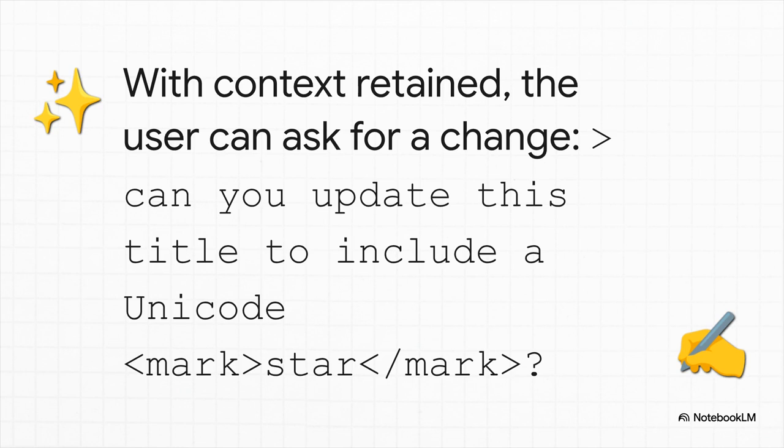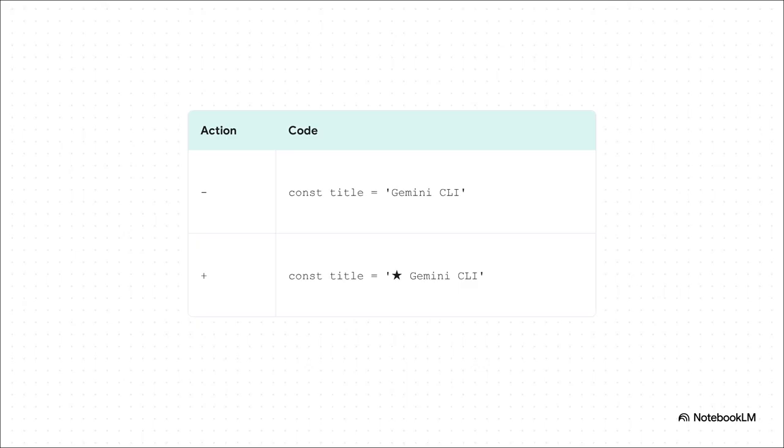But here's the magic trick. Because the agent remembers what you were just talking about, you don't have to start all over again. Your next prompt can be a direct command. You just tell it what change you want without having to re-explain the file or the line number. And just like that, it generates the exact code change you asked for and presents it to you as a diff so you can approve it. You can accept it, tell it to try again, or ask for a modification, all there in the chat. It's this fluid conversation that actually results in real code.